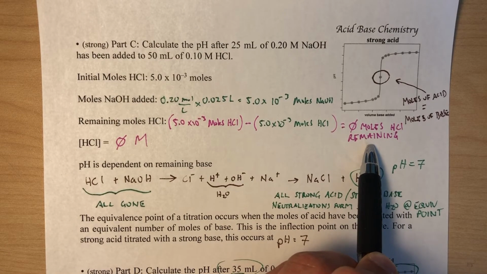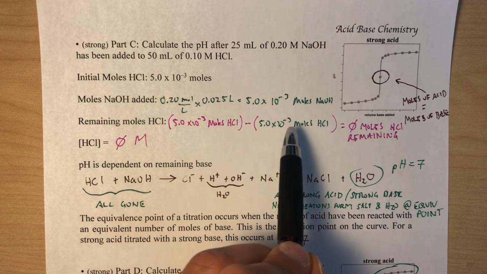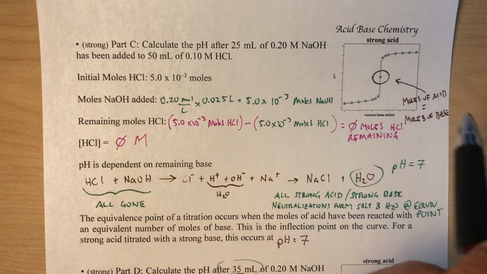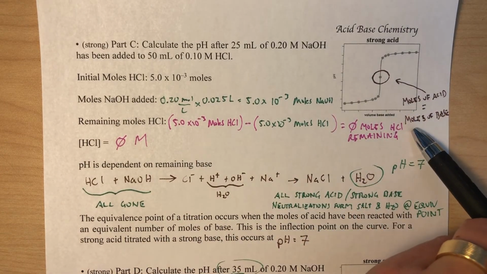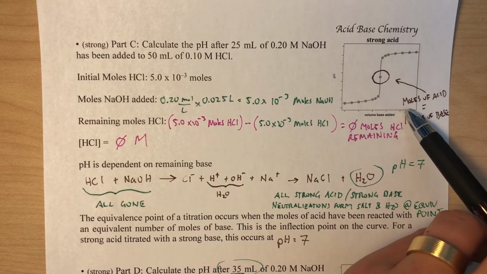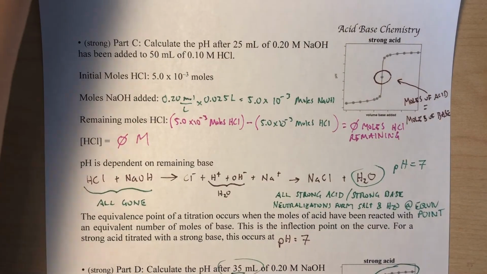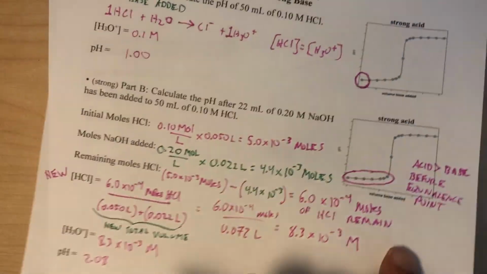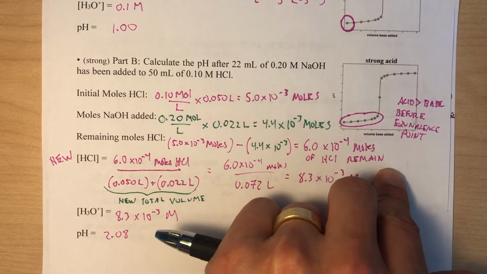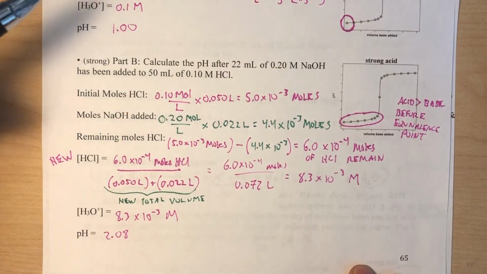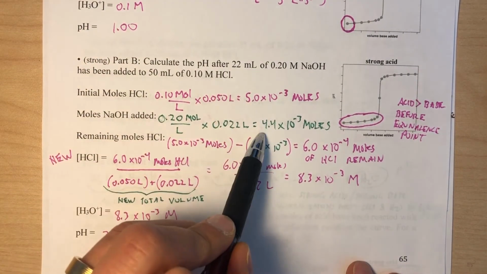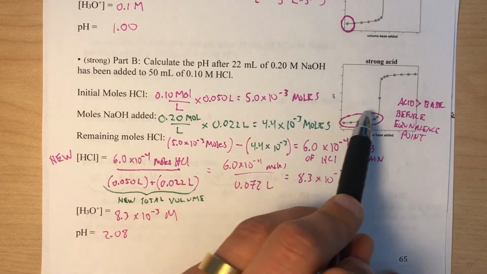This is a special situation where the moles of acid equal the moles of base. That is the inflection point, which is called the equivalence point. So we are right in the middle of our titration curve, and that is the single point where the moles of acid equal the moles of base. If we flip back briefly to part B, we can see that our moles of acid are greater than our moles of base, so we're still acidic.